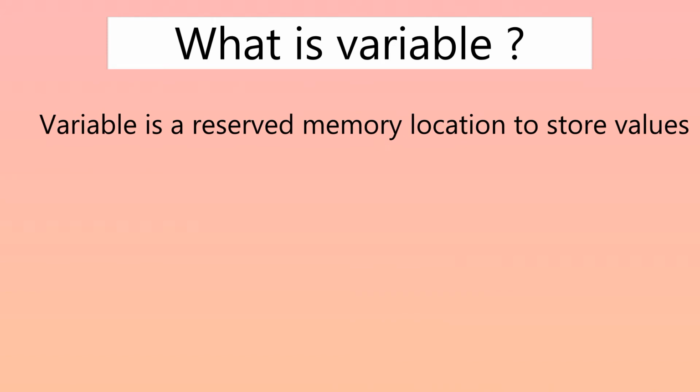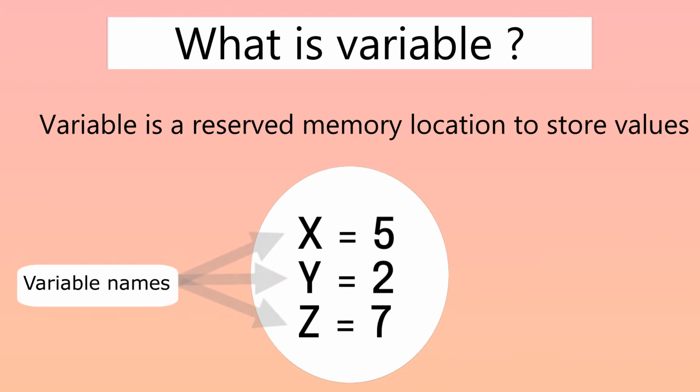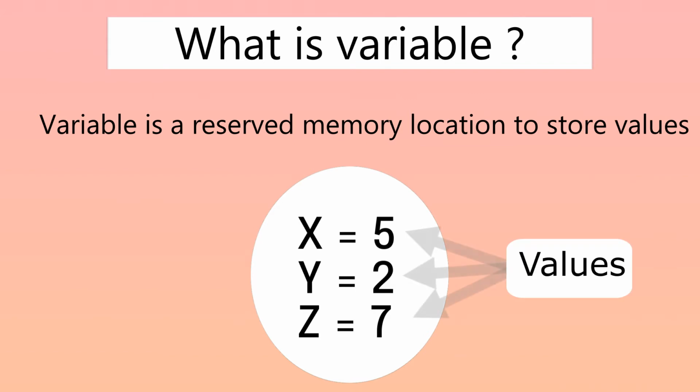A variable is a reserved memory location to store values, which means it's a container for storing data values. Let's look at this picture. We have three variables here: x, y and z. On the right side we have 5, 6, 7. These are all their values.